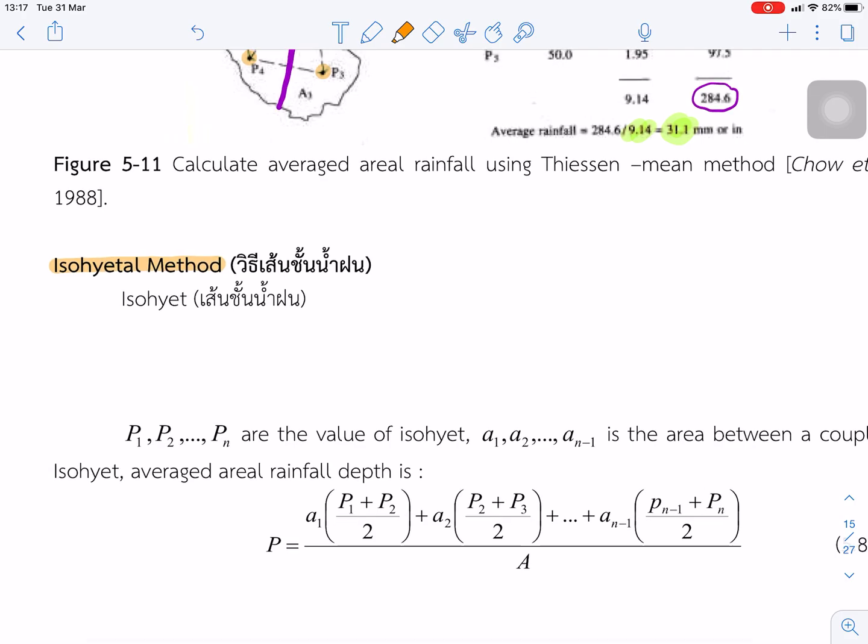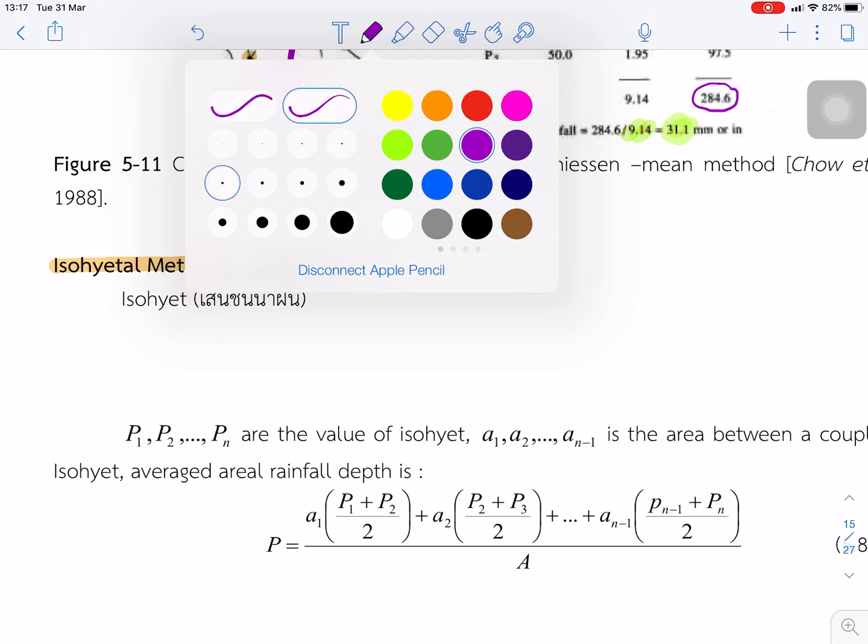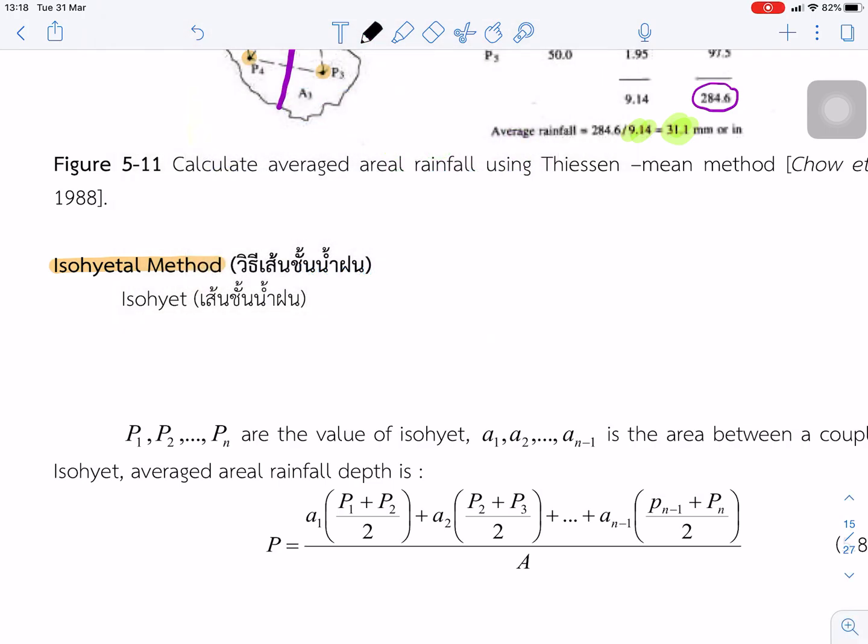For example, if we have a rain station, say this is a rain station, and we can measure about 50 millimeter of rainfall, and this station 10 millimeter of rainfall, and another station measures 20 millimeter of rainfall. Okay, that is the 4 stations of rainfall. So next we can do some interpolation between each station.